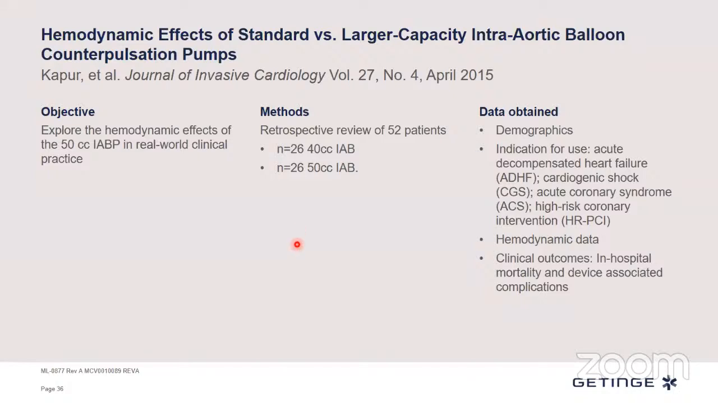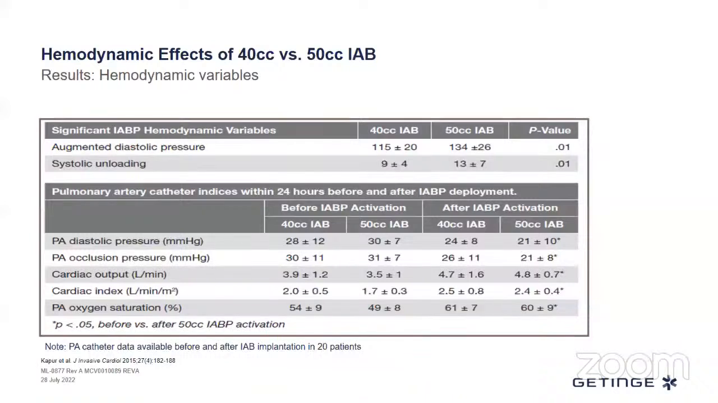Okay, so there's three studies I'm briefly going to touch on here. They had a look at these bigger balloons that we claim is so good, and they went and tested it. The first one was Kapoor, and he looked at 52 patients itself. What he found was he had data before activation and after activation itself. So he looked at 40 ccs versus the 50 ccs itself. All right, then he had cardiac index, cardiac output, PA diastolic pressure, and so forth.